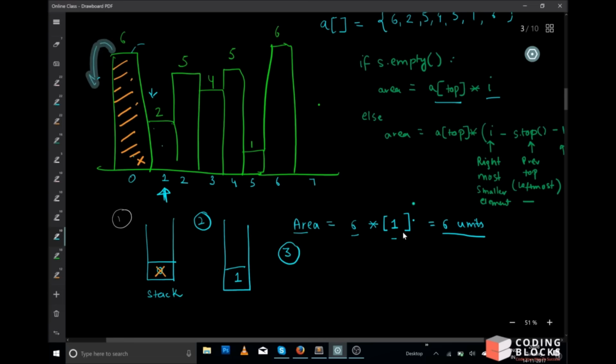In the third step, you can see that we are at this index, we are talking about this bar. So since it is greater in height than the previous bar, we can directly push it. So we can push it onto the stack. So after 1, I can push the index 2 because array of 2 is higher. Let's talk about the fourth step. Now again, you can see that this bar is smaller than the previous bar.